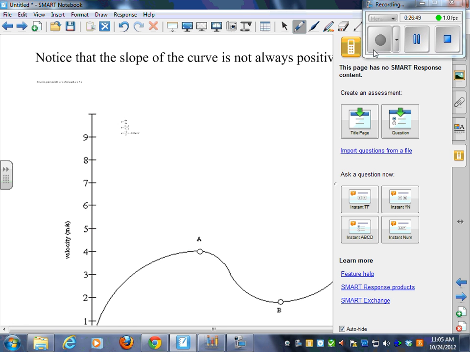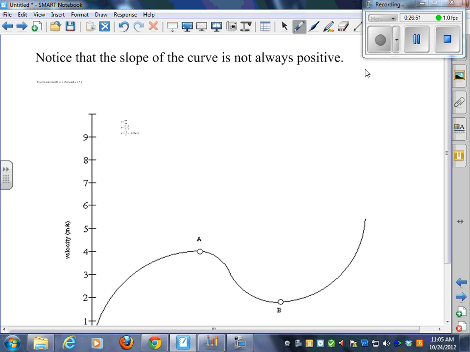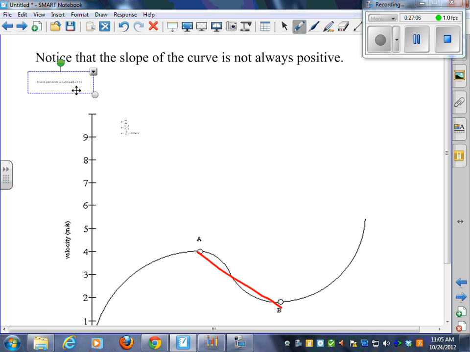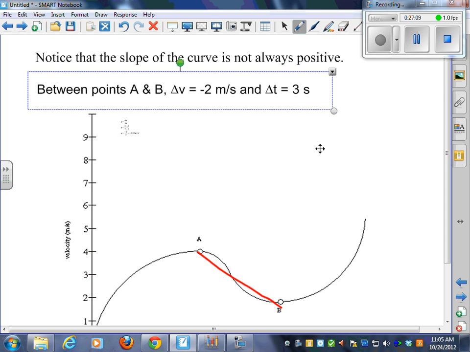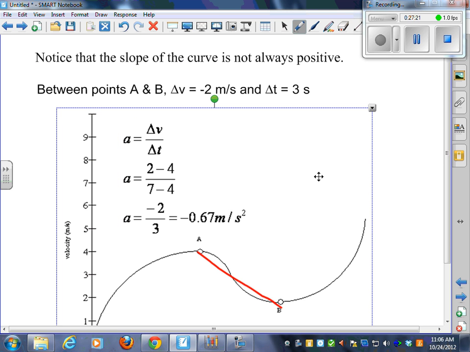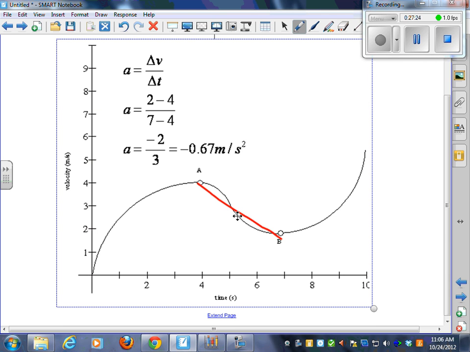Notice that the slope of the curve is not always positive, right? When is the slope negative? Between A and B, the slope is negative, which means it's slowing down, right? Between points A and B, the change in velocity is -2. The time is 3 seconds, which gives us an average slope of minus 0.67. It is slowing down at a rate of minus 0.67 between A and B.